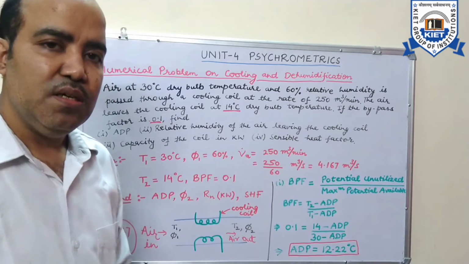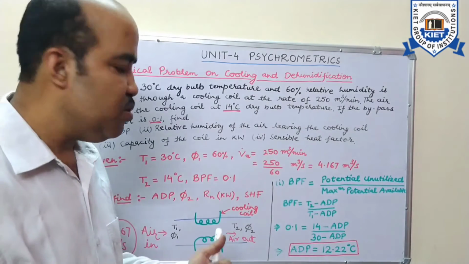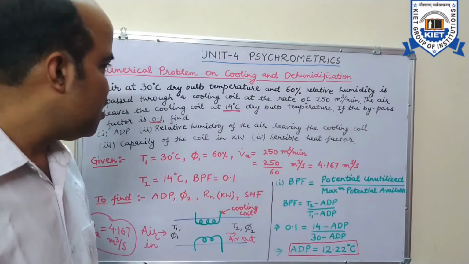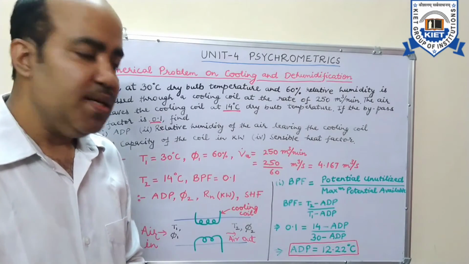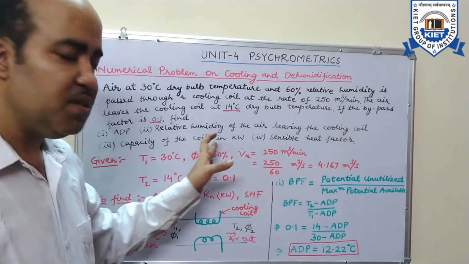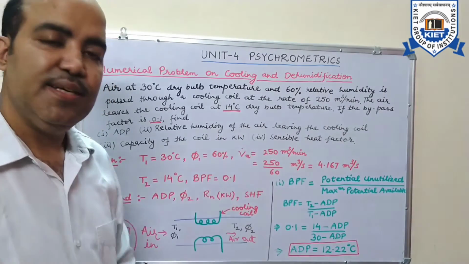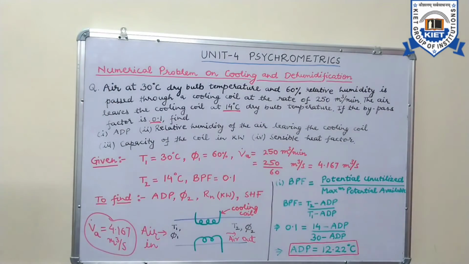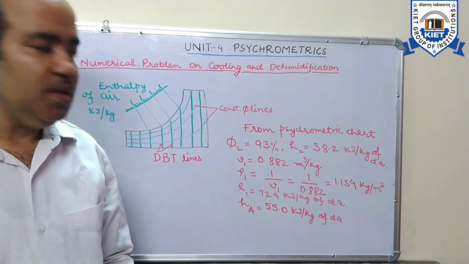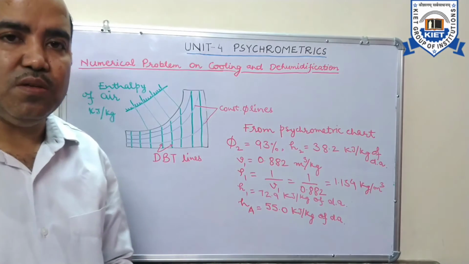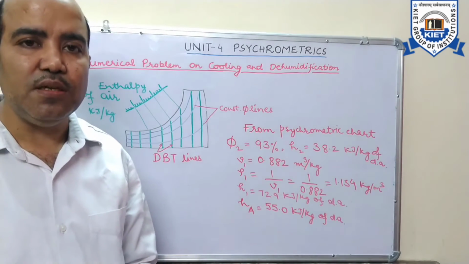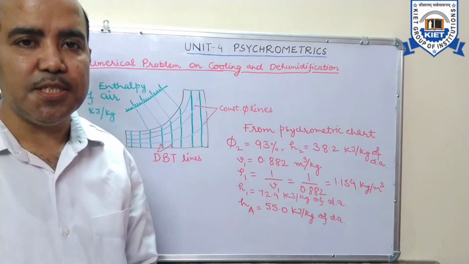Let us now see how to calculate the value of phi 2, that is the relative humidity at the outlet, as well as the capacity of the cooling coil in kilowatts and the sensible heat factor.